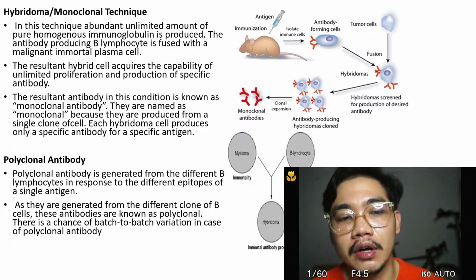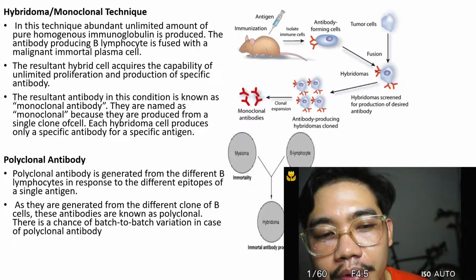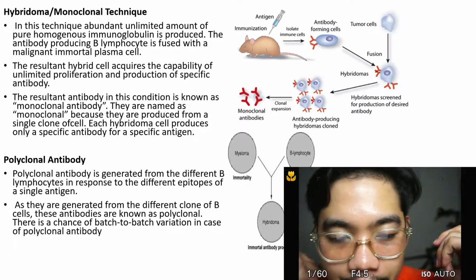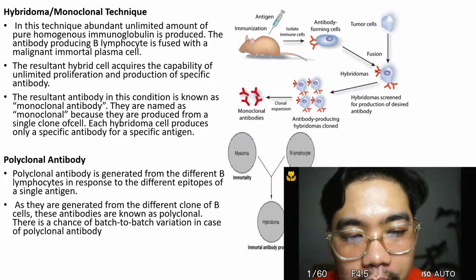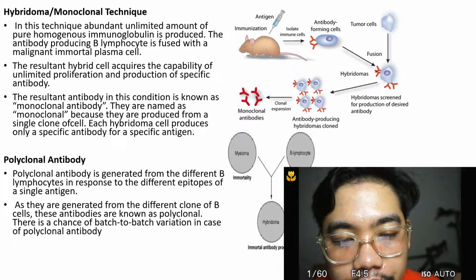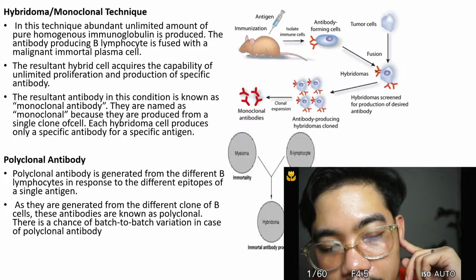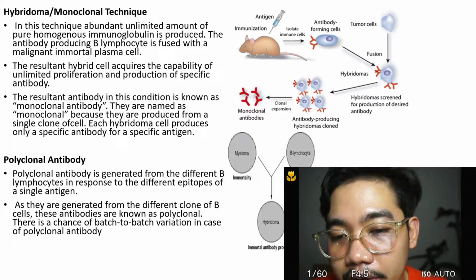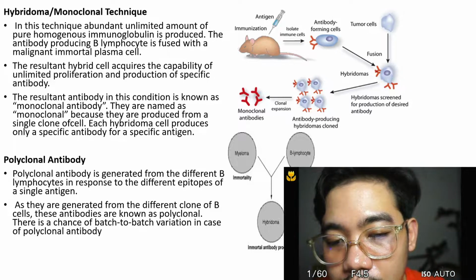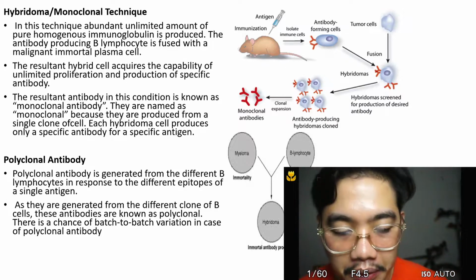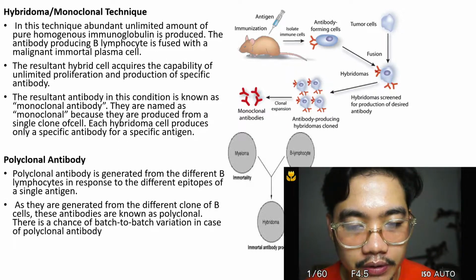So to sum it up, that's your hybridoma and your monoclonal technique. And then your polyclonal antibody, polyclonal is generated from different B lymphocytes to form different epitopes. And then they are generated from different clones of B cells, and these antibodies are known as polyclonal. So, simply put, your hybridoma has only one cell as its origin, fused to your tumor cell. Monoclonal, only one. While your polyclonal, of course, uses many B lymphocytes, no?